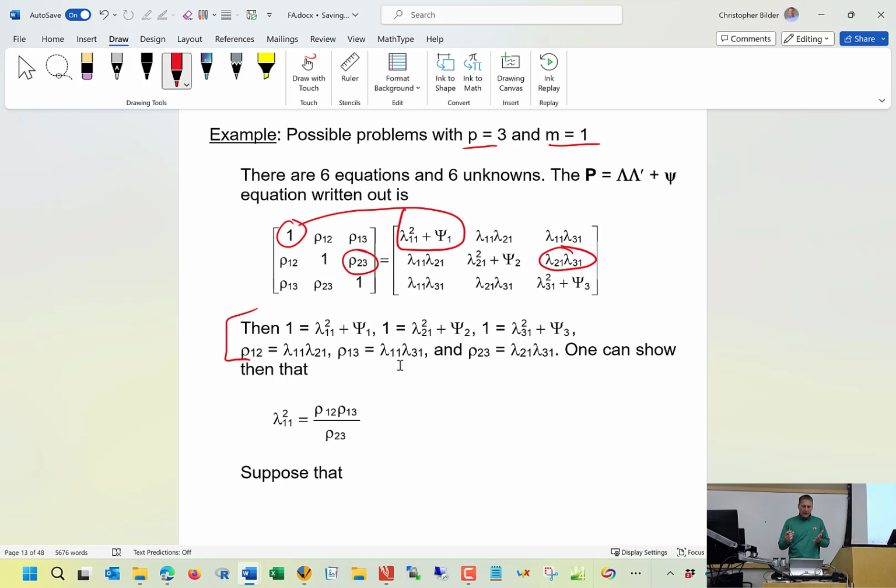Now, with a little bit of algebra, you can get an expression for lambda 1, 1 squared. Well, how did I do that? Suppose in this equation here, you solve for lambda 2, 1. In this equation here, you solve for lambda 3, 1. Then you go ahead and plug those 2 values for lambda 2, 1 and lambda 3, 1 into the last equation there, and you will get this. Okay?